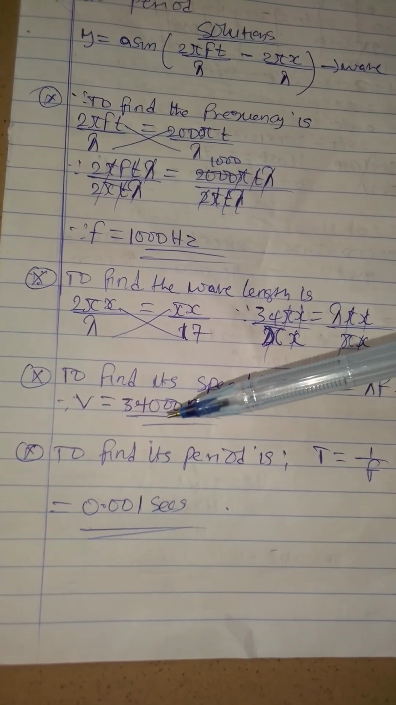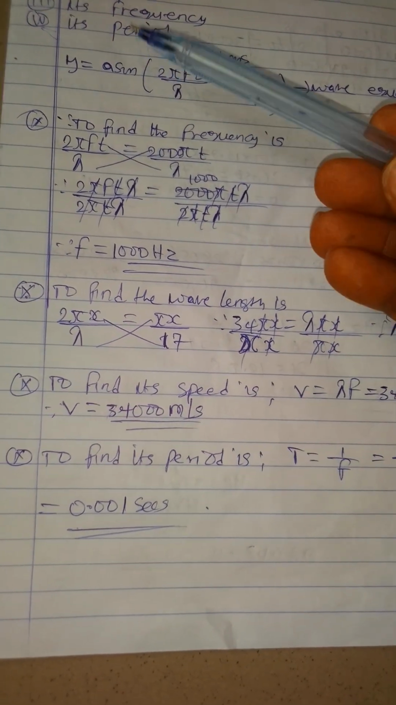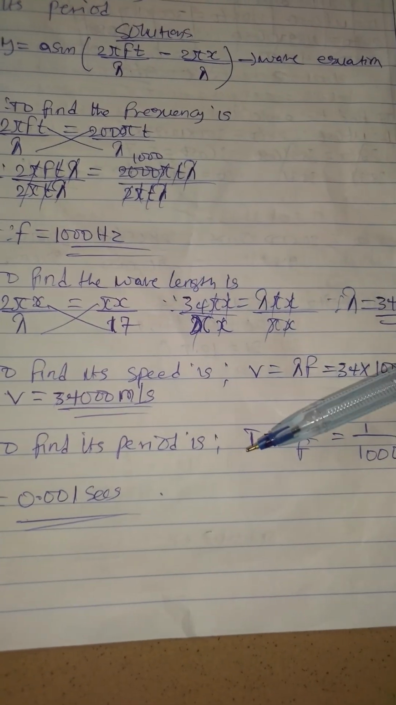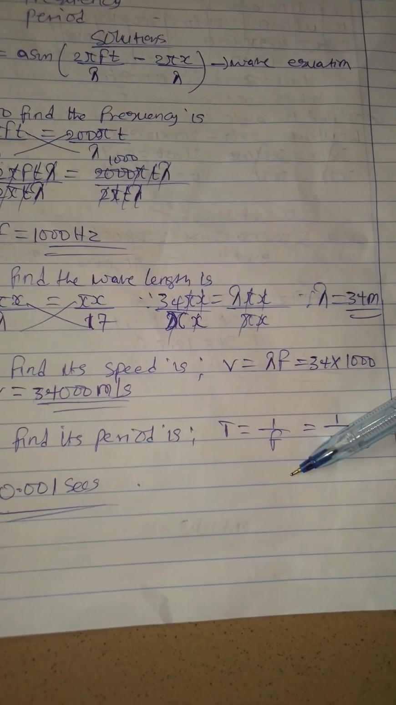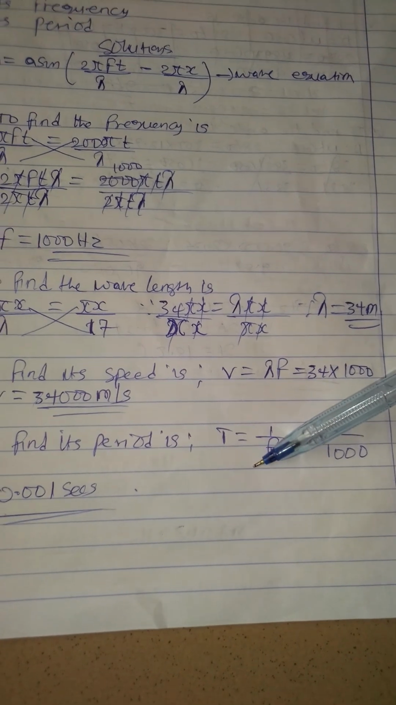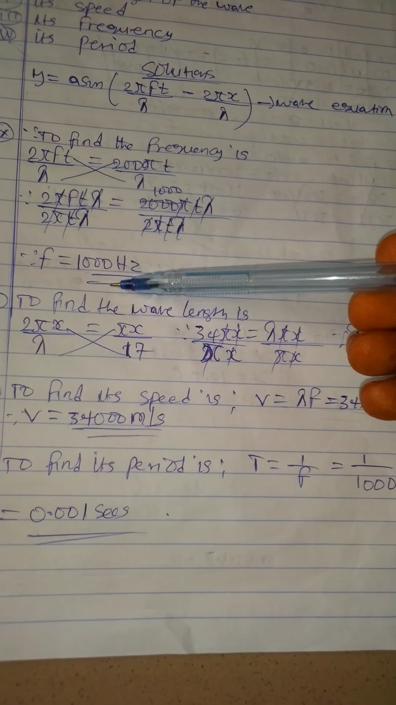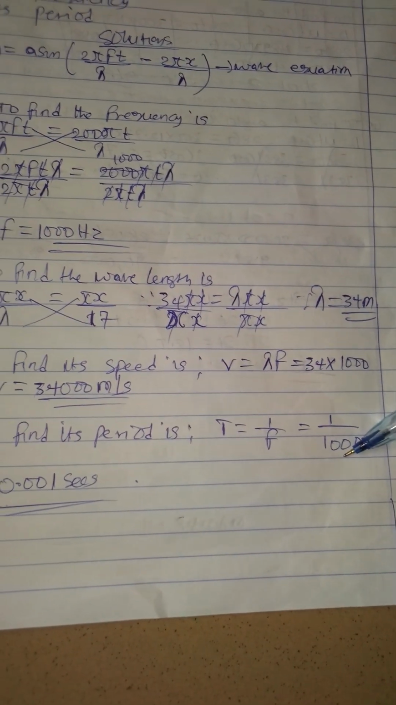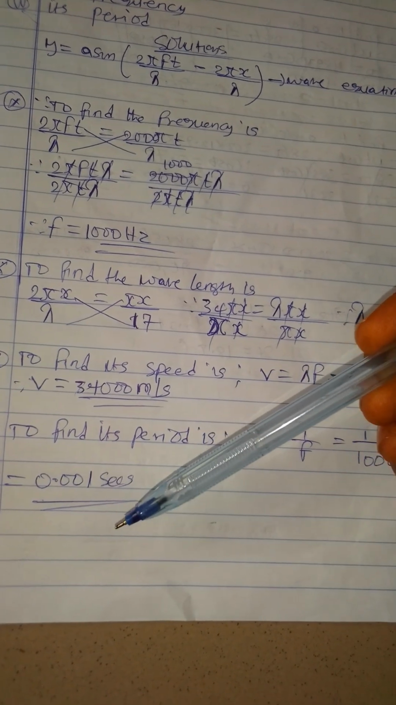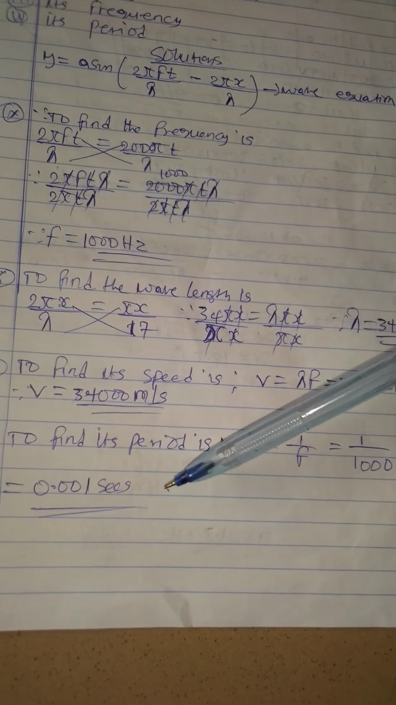So therefore, my speed is 34,000 meters per second. Now, again, to find its period, I know that the period is T = 1/f. So that becomes 1 over my frequency, which is 1000, right? So that becomes 1 over 1000. Now, therefore, my period is 0.001 seconds.